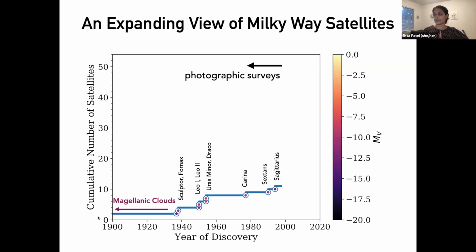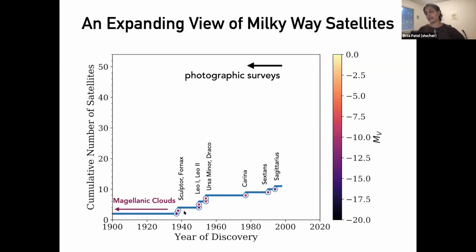So you can get a sense of how faint we've been probing in recent years, especially. So in the bottom left down here, we have the Magellanic Clouds, which, while my timeline only goes back to the year 1900, have been known to human civilizations across the Southern Hemisphere for many, many hundreds of years, dating back to, I think, the 9th century in literature.